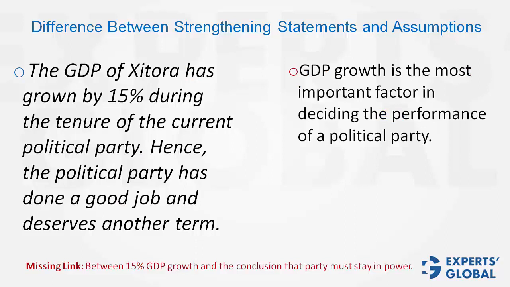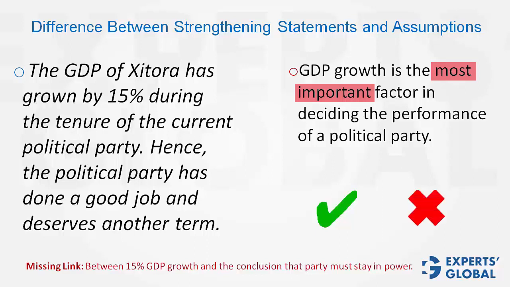GDP growth is the most important factor in deciding the performance of a party. This is an even stronger strengthening statement. But is it an assumption? This answer is filling the missing link, but this is not something that has to be true for the argument to hold. Even if GDP were not the most important factor, if it were the second most important factor, third most important factor, a very important factor, or simply an important factor, the argument will still make sense. So this answer choice is a fine strengthening statement, but it is not a valid assumption because this is not something that must be true for the argument to hold.